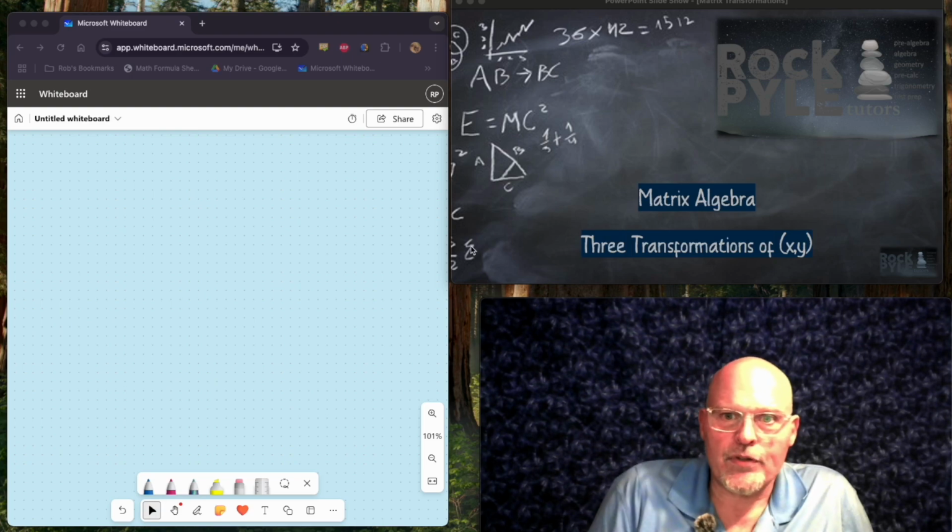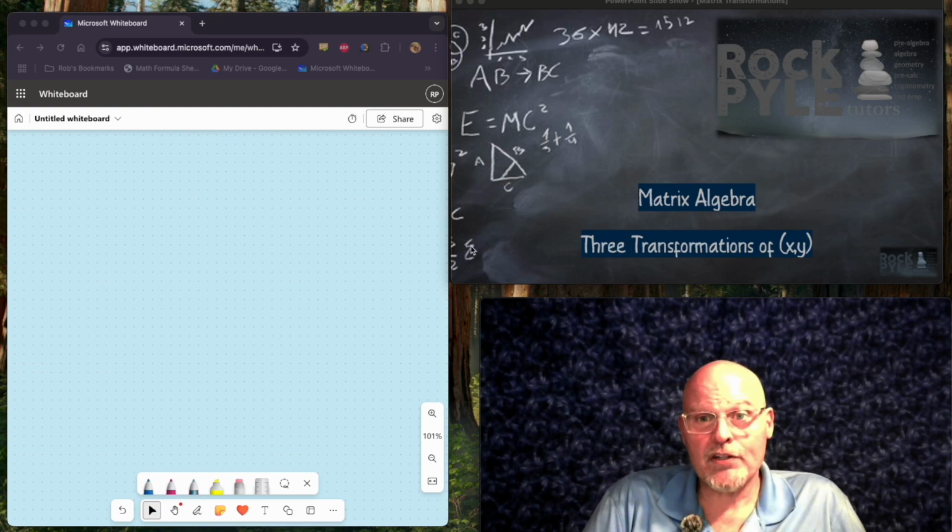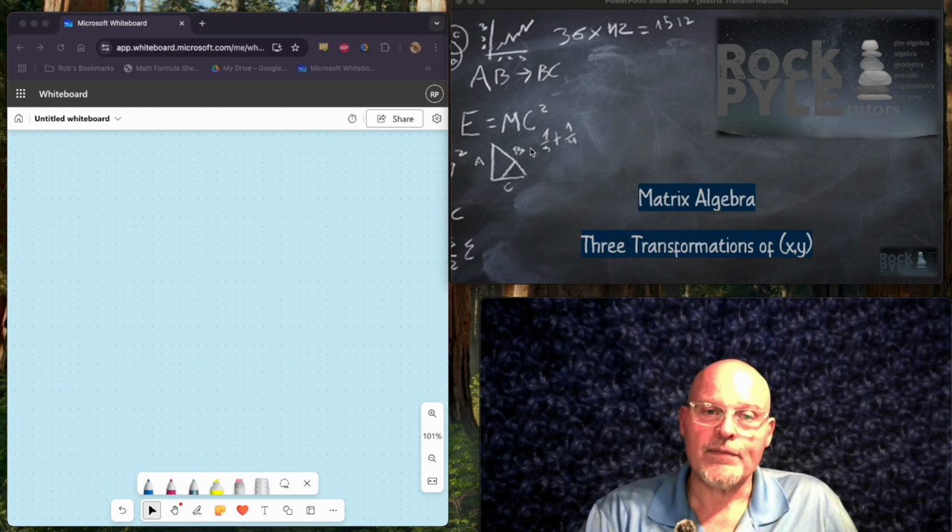Today we had a session with a student and I'm a little bit rusty on matrix algebra, so we had a problem I couldn't figure out on the fly, so I came home, decided to figure it out, and here's what it is. In matrix algebra, we're going to be doing 3 separate transformations of an XY pair and figuring out how to end up with a single transformation that will get us to the end.